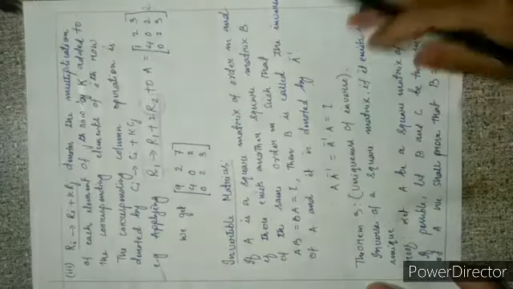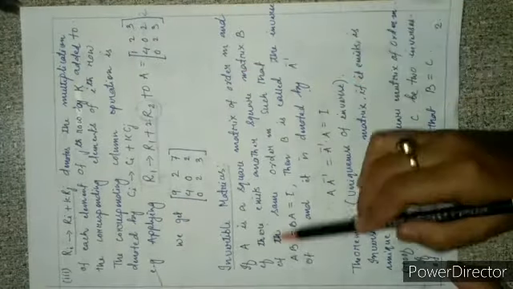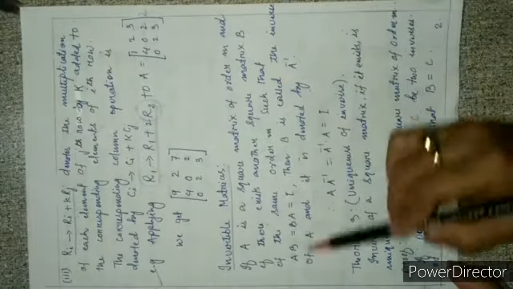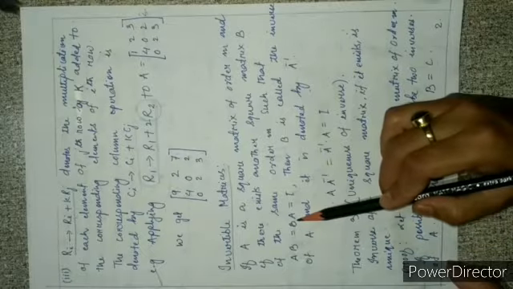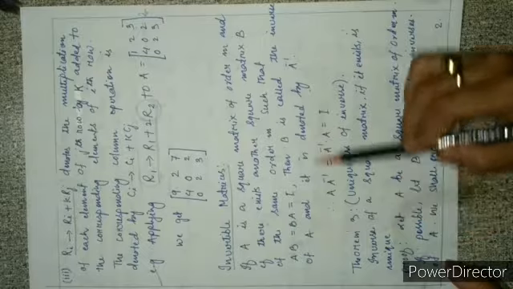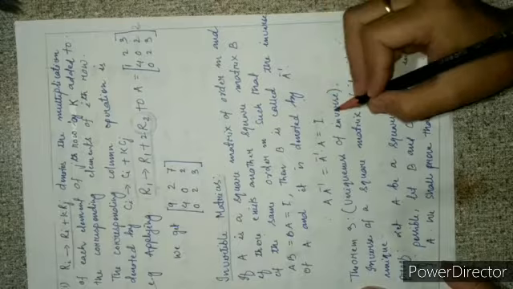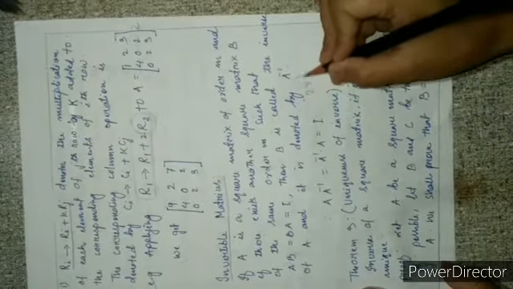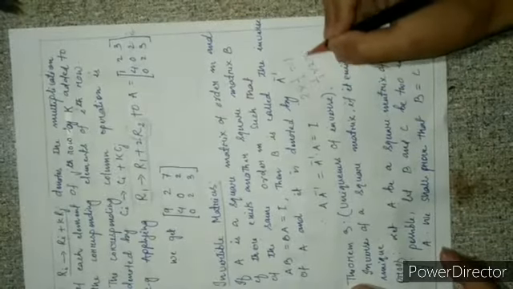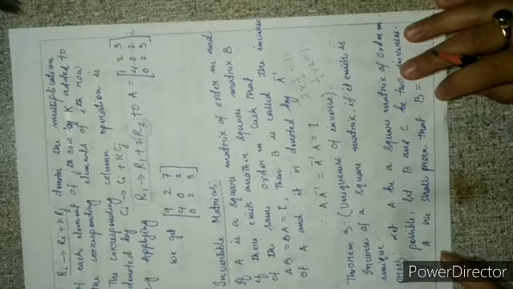Next, let's define invertible matrices. If A is a square matrix of order M, and if there exists another matrix B of the same order M such that A into B equals B into A equals I, then B is called the inverse of the matrix A and is denoted by A to the power minus 1. For example, 2 into 1 by 2 is equal to 1, and also 1 by 2 into 2 is equal to 1.